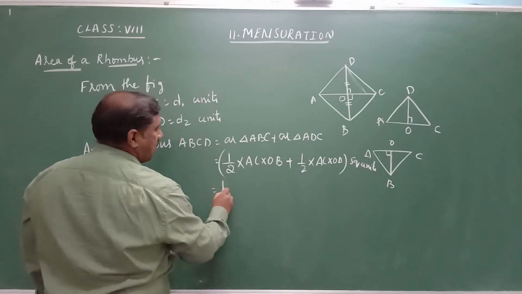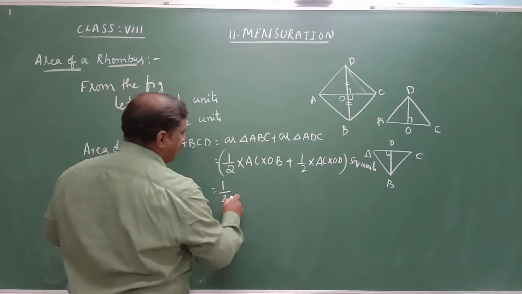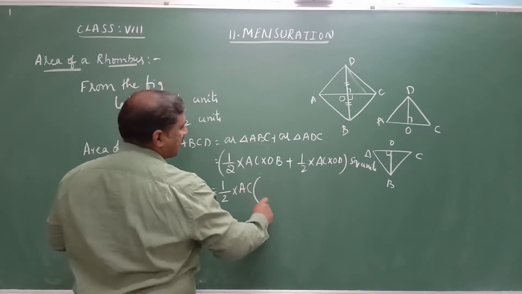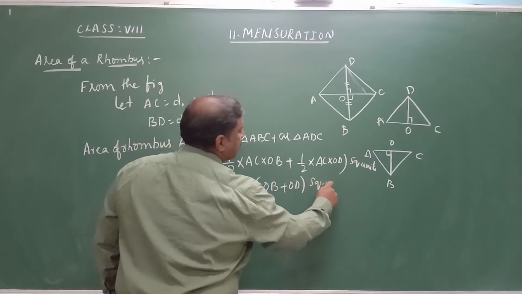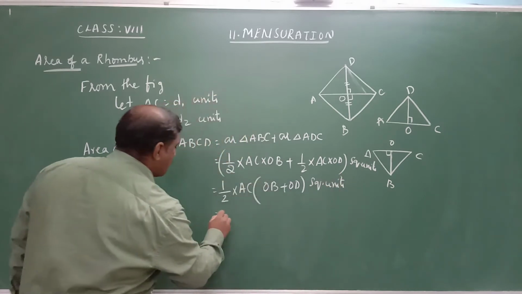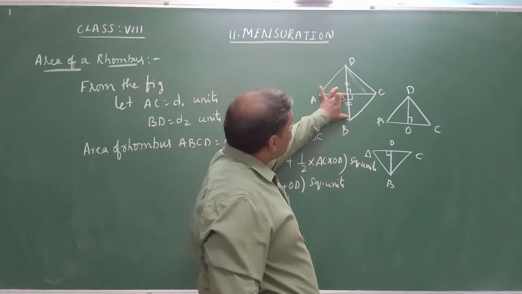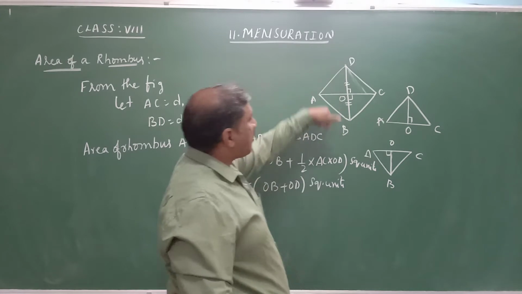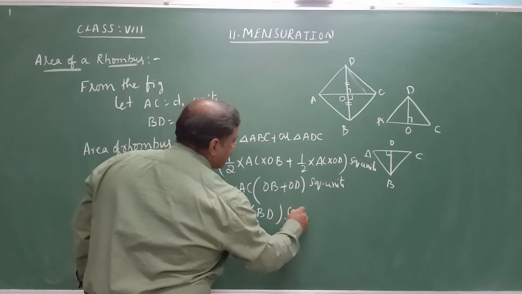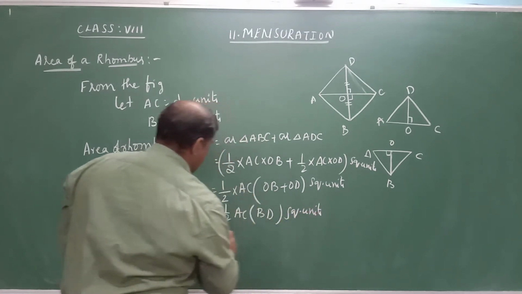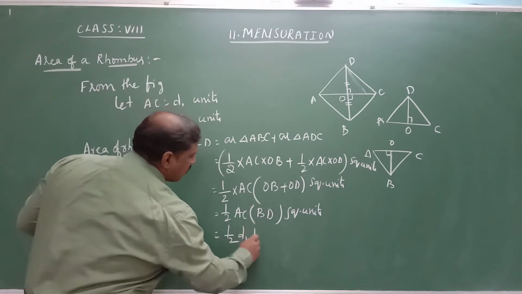That is equal to, what we can take common here, half is common, AC is common, so half into AC, then what is left here is OB plus OD square units. That is half into AC into the length of OB plus the length of OD. By adding these two lengths, what we get? The second diagonal BD square units. That is half into AC, which is D1, and BD, which is D2 square units.